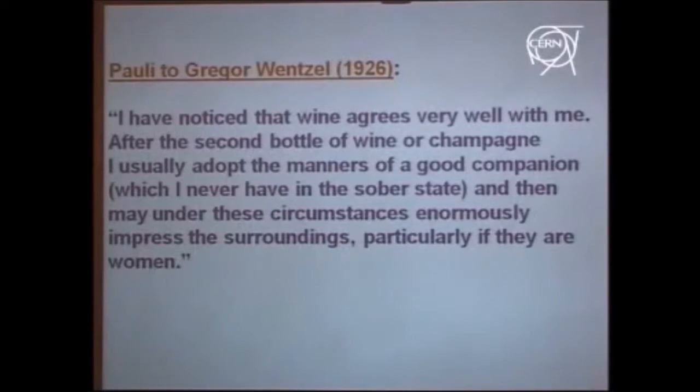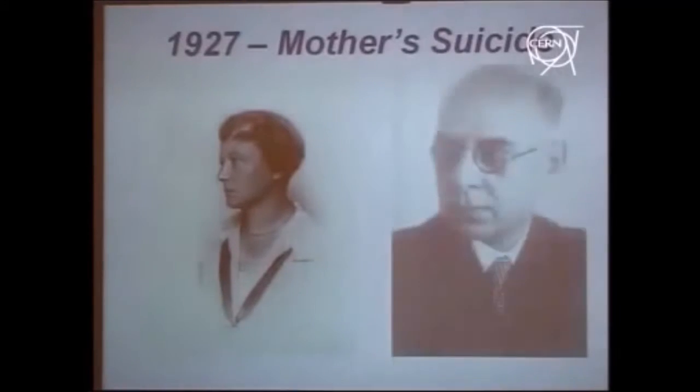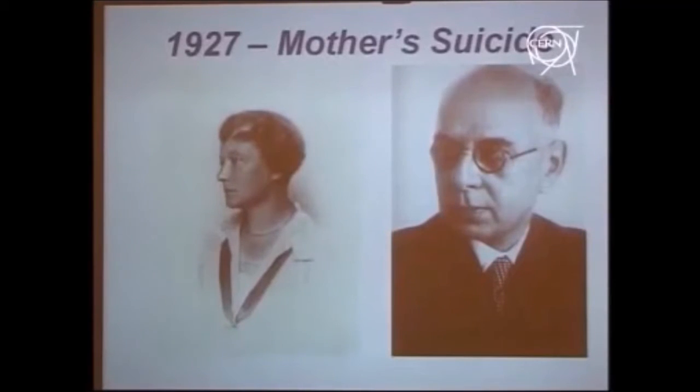Now, in the fall of 1927, a calamitous event occurred in Pauli's life. His beloved mother committed suicide. His famous father, the chemist Wolfgang Sr., ever the womanizer, this time had gone too far and left his wife for a woman his son's age, and this was too much for her. Ever the great compartmentalizer, Wolfgang Jr., instead of talking about his distress to friends and colleagues, buried himself deeper into his work.